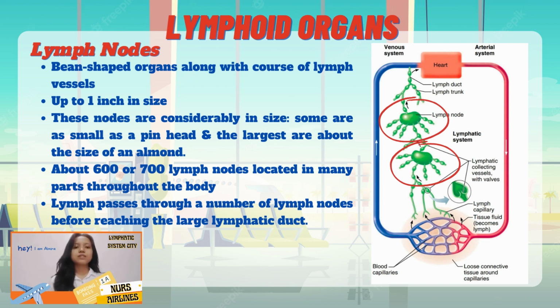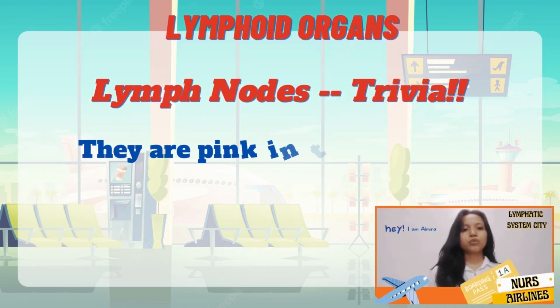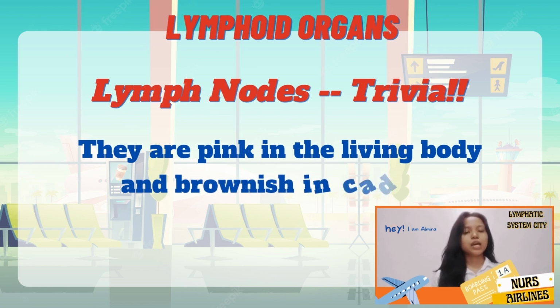There are about 600 to 700 lymph nodes all over the body, and they cluster along lymphatic vessels, commonly in inguinal, axillary, and cervical regions. A little trivia, lymph nodes are pink in living bodies and brownish in cadavers. Delving deeper, we will now be discussing the structure and later on the functions of lymph nodes.